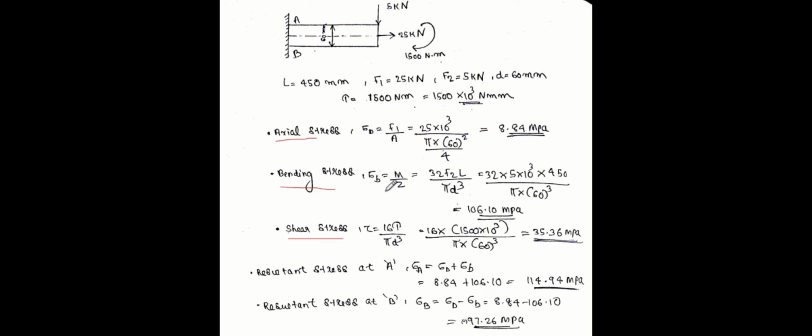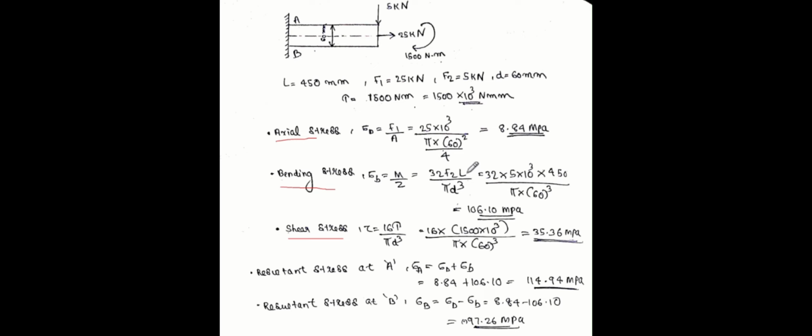Similarly, bending stress is M by Z is the formula. Z is the section modulus, which is pi d cubed by 32. That's 32 at the denominator, and M means moment. So moment is simply force into distance. How does this moment occur? This moment is caused due to this bending force 5 kilonewton into this whole distance, right? So that will create a moment. So this M is actually F2 into L.